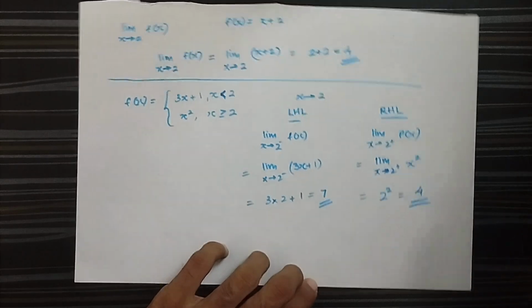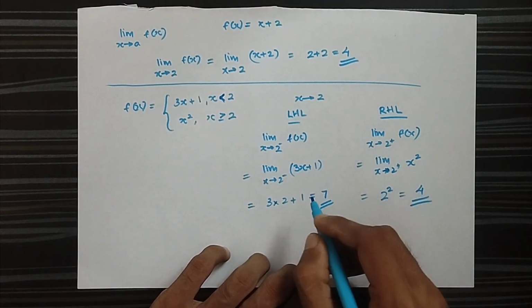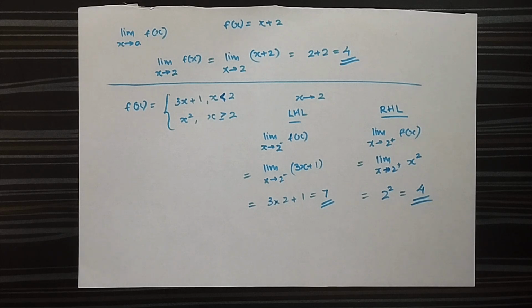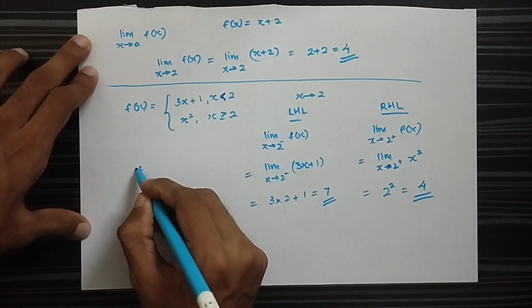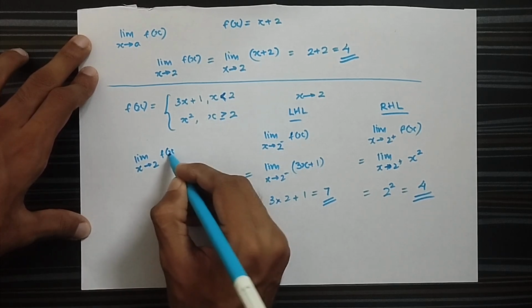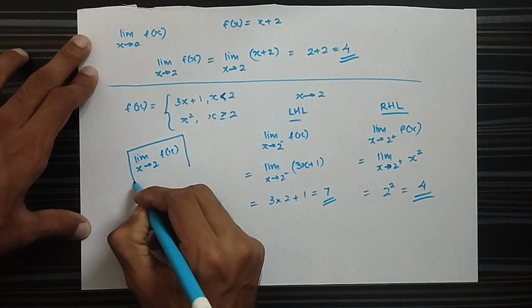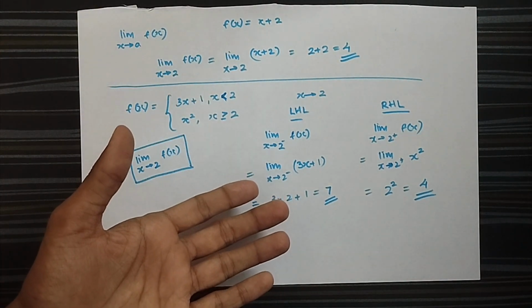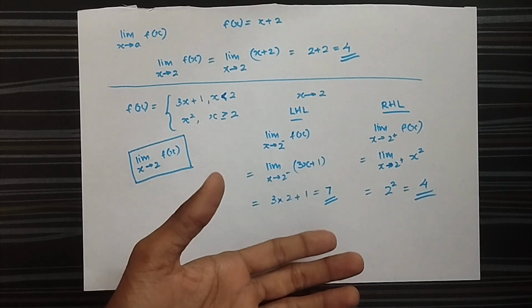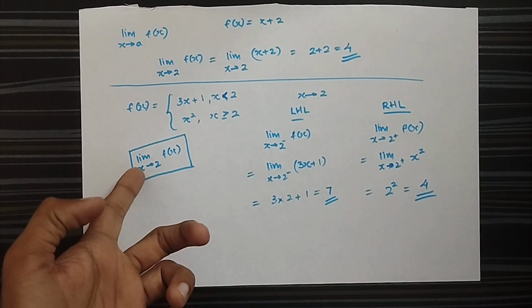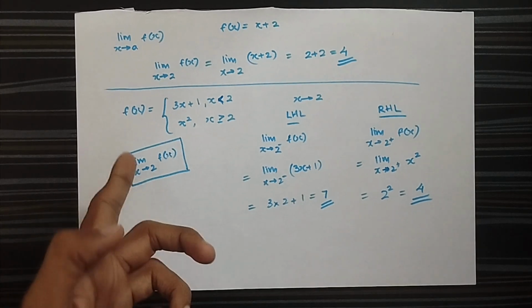So in this case, you can see that LHL and RHL values are different. We evaluated them to be different values. So in this case, can we actually give a generalized expression for limit x tends to 2 f of x? Does this limit exist for this function? We have to say no, because when we are evaluating LHL and RHL, we get different values. So we cannot say that this limit exists for this function at x tends to 2.